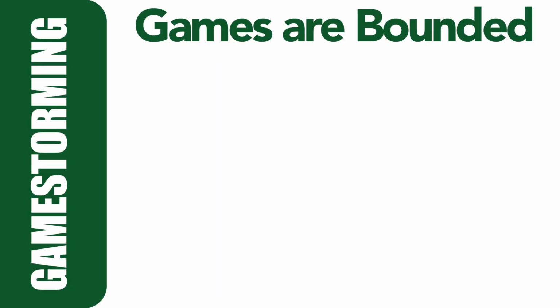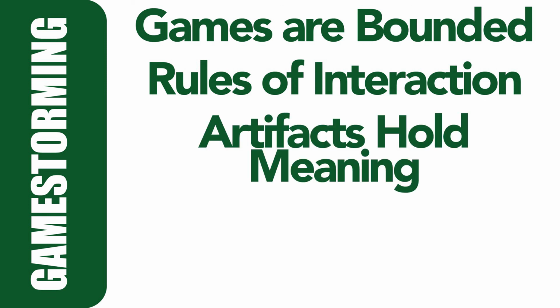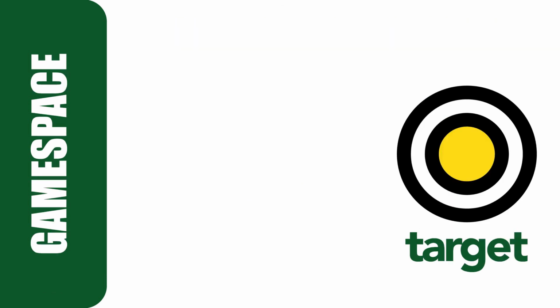Second, games are bounded. So they're bounded by time, space, they can be paused, and they can be terminated. There are rules of interactions, agreed upon norms that players abide by. Artifacts hold information about the game. They track progress, and they identify the current state. Finally, games are goal-oriented. You must be able to identify when the game is over. This requires that you have a target, right? What do you want to accomplish, and what does success look like in the game?